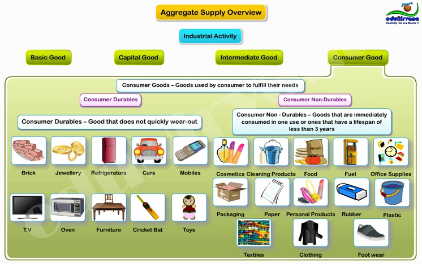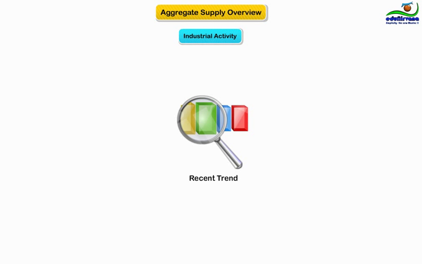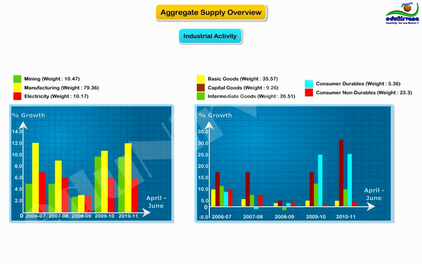Let's have a look at the recent trends. First, trends from the industry point of view. The recovery was broad-based with high growth in manufacturing industries, that is 10.9%, followed by mining 9.9% and electricity 6%. The manufacturing output growth rate was supported by increases in consumer durables, capital goods, and intermediate goods production.